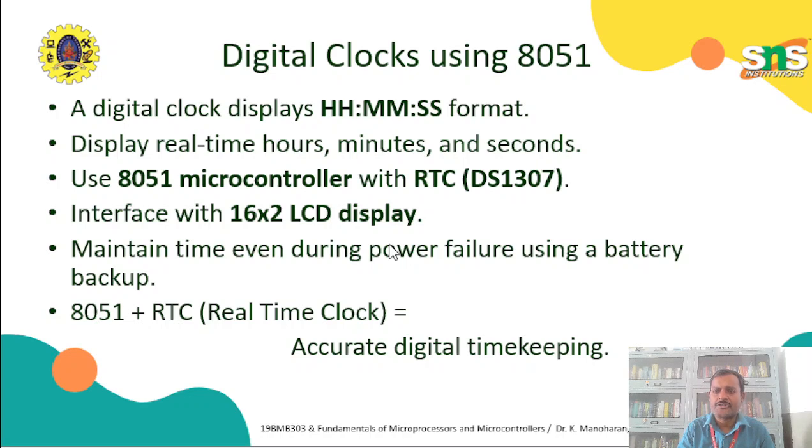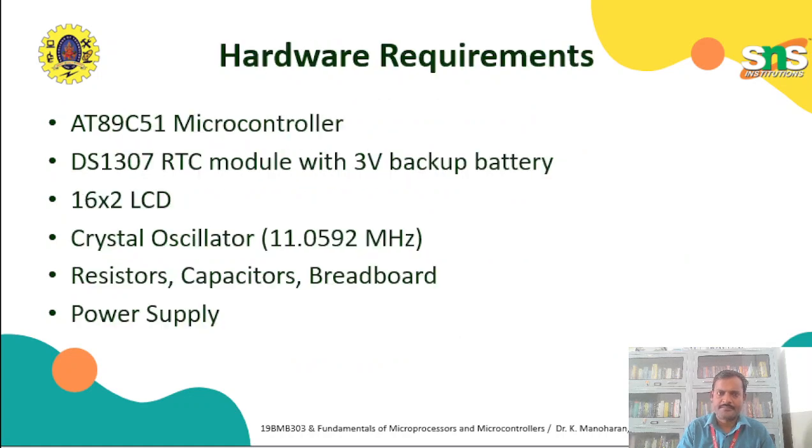This is a high accuracy RTC clock. We can use a 16x2 LCD display for displaying that information. Sometimes we can use a 7-segment display also. For ease and impact, we can use these LCD displays. We also need to maintain the time even during power failures. For that we need a battery backup. A 3.3 volt battery backup will be connected to the RTC clock. So with a microcontroller and RTC, we get accurate digital timekeeping.